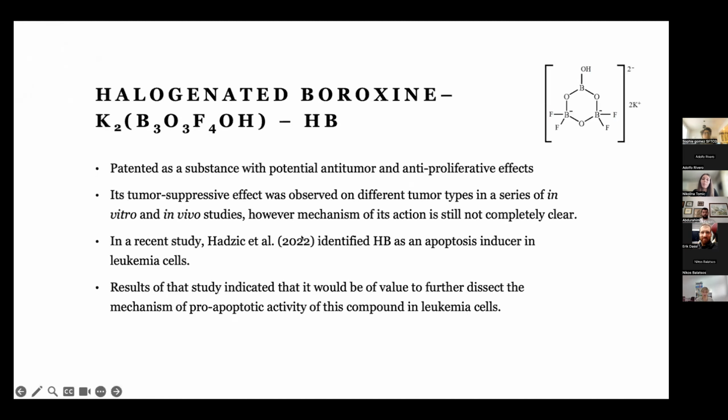Halogenated pyroxene has been a topic of research of our group for a long time. It is patented as a substance with a potential anti-tumor and anti-proliferative effect. Its tumor suppressive effect was observed in different tumor types in a series of in vitro and in vivo studies, but its mechanism of action is still not completely clear. In one of the recent studies, halogenated pyroxene was identified as an apoptosis inducer in leukemia cells. The results of the study indicated that it would be of value to further dissect the mechanism of pro-apoptotic activity of this compound in leukemia cells.